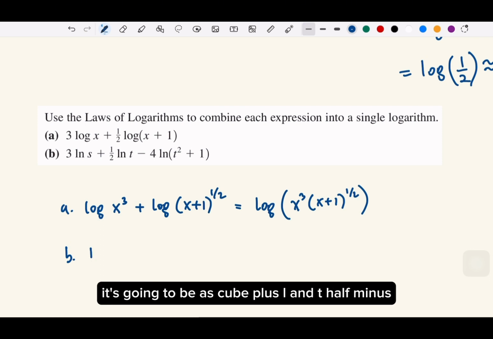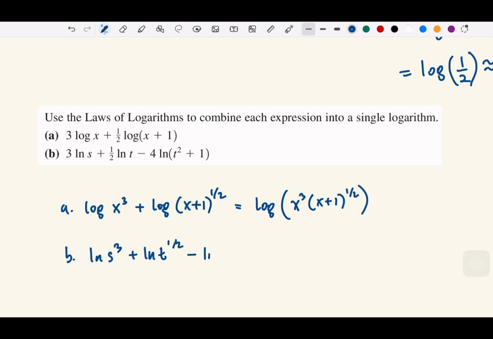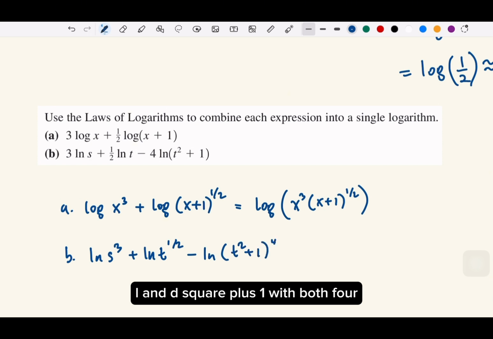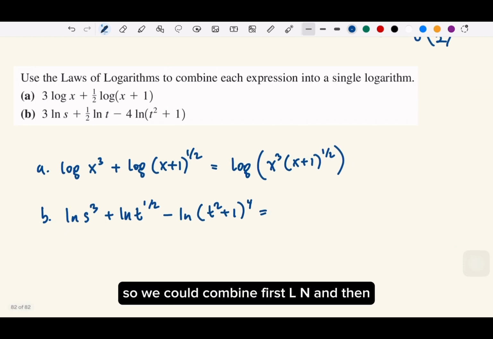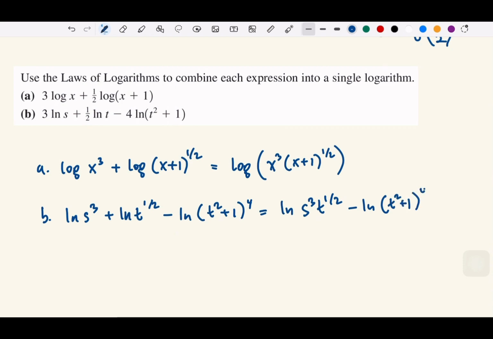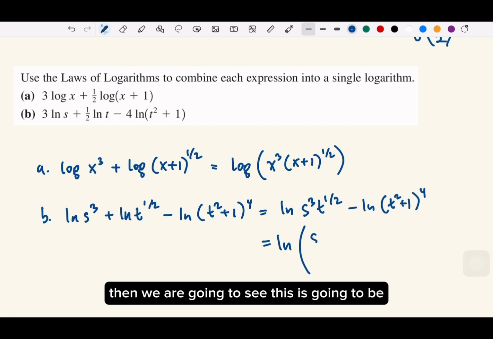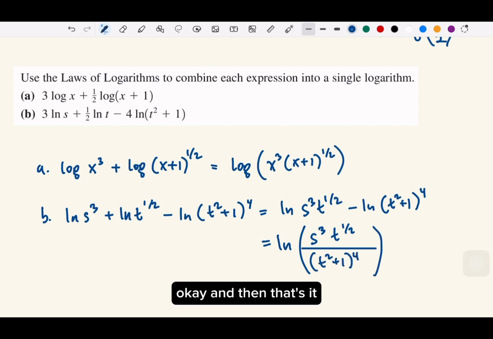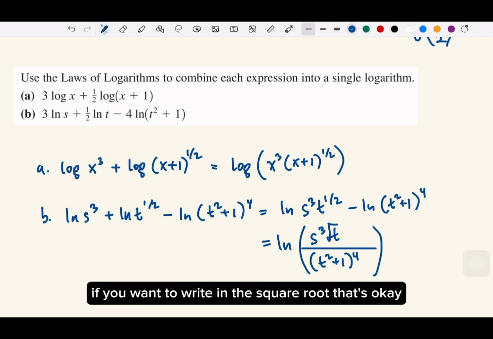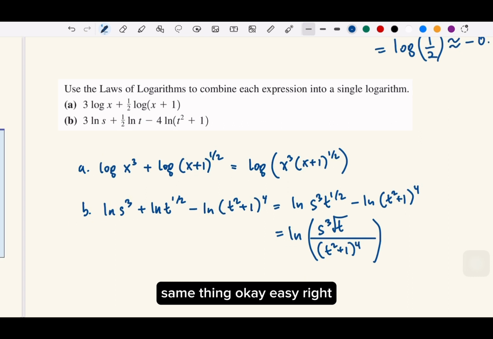Same thing with the number B, it's going to be ln s cubed plus ln t half minus ln of t squared plus 1 with power 4. So we could combine first ln, and then this will be s cubed t to the 1/2, and then minus. But since it's minus, this is going to be divided by, okay, and then that's it. If you want to write in the square root, that's okay. Same thing. Easy, right?